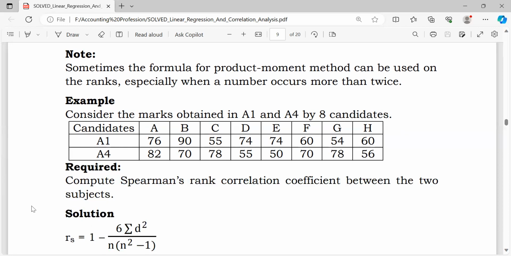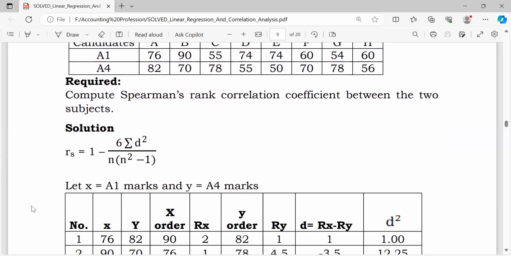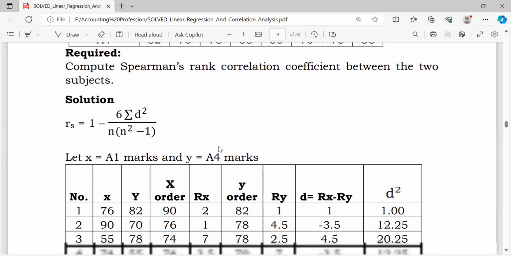All right, now we have to go to the solution, and we know that this is the formula: 1 minus 6 summation of d squared over n bracket n squared minus 1. Let us let A1 be x and A4 be represented by y.